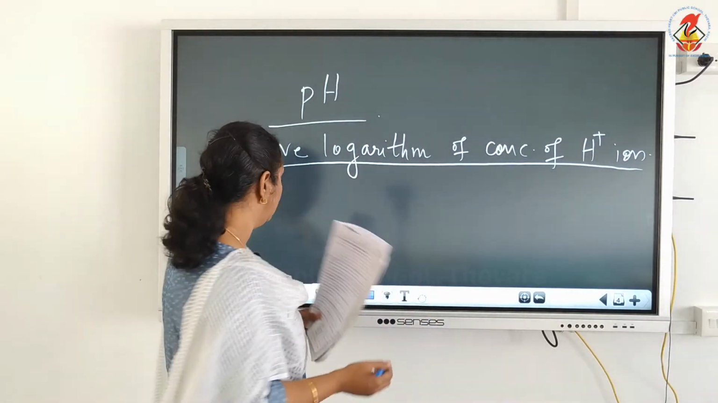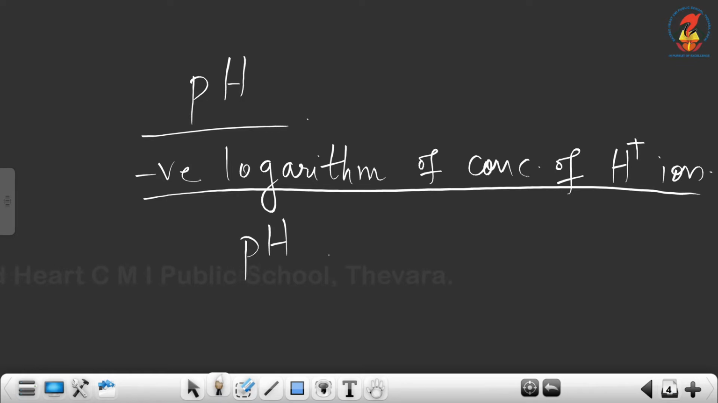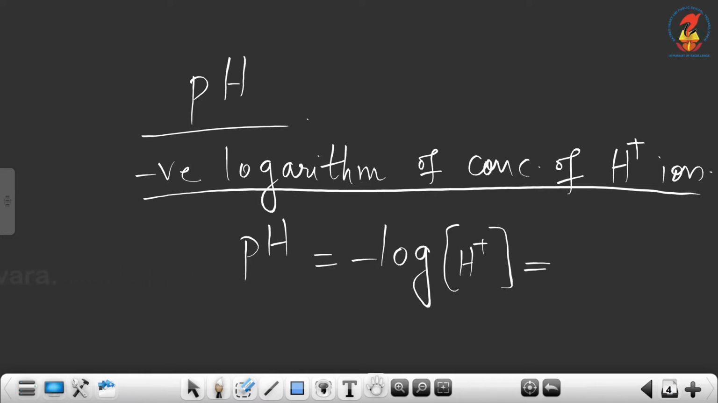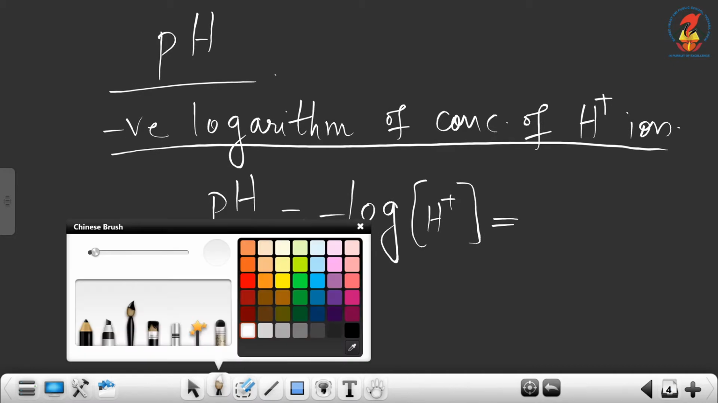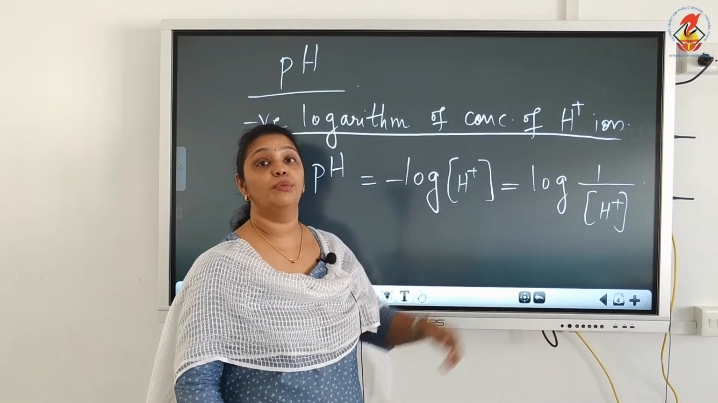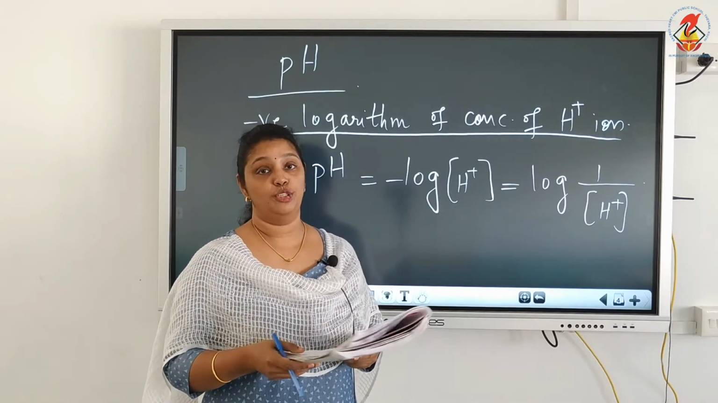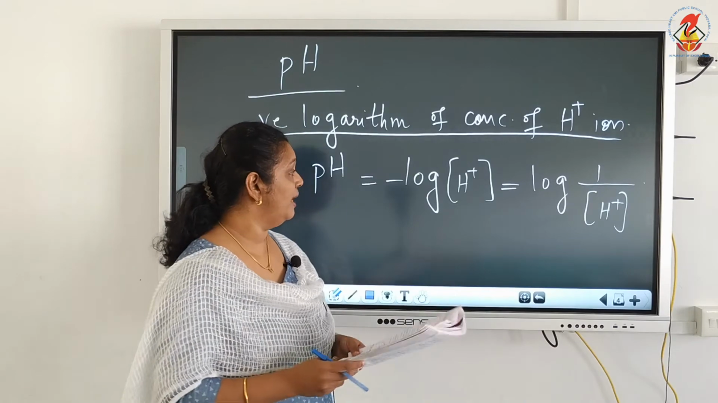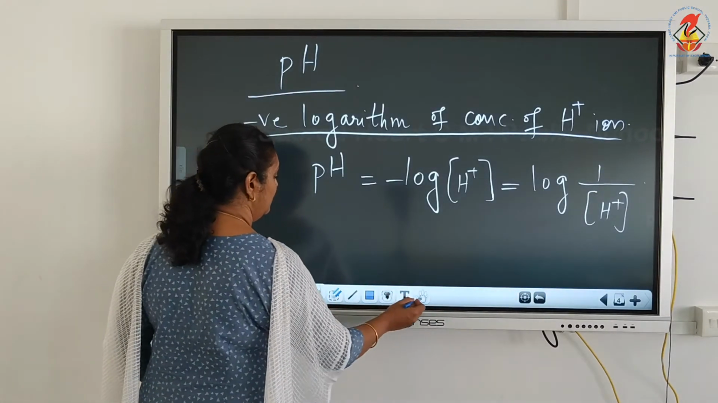Now when we write the expression, we can write it as pH is equal to minus log concentration of H plus, or minus log concentration of H plus can also be written as log 1 by concentration of H plus. So negative log concentration H plus is the same as log 1 by concentration of H plus. Now we know that the pH of pure water is equal to 7.